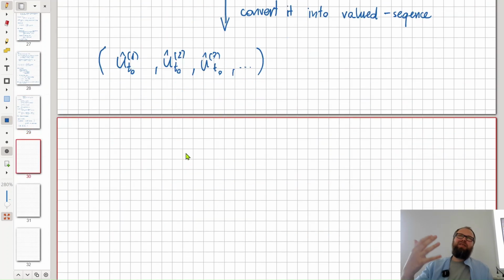So if you do this kind of conversion, this simplification, this basically leads to something that's called pointwise convergence. Okay, the concept of pointwise convergence.